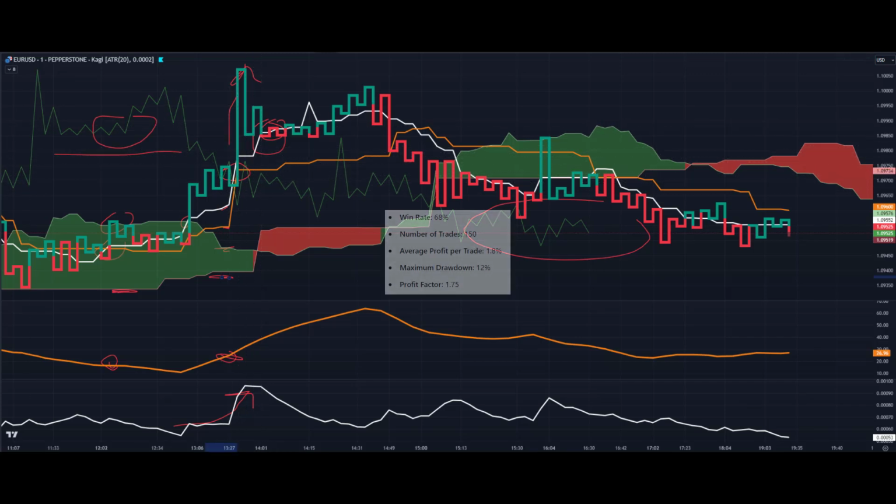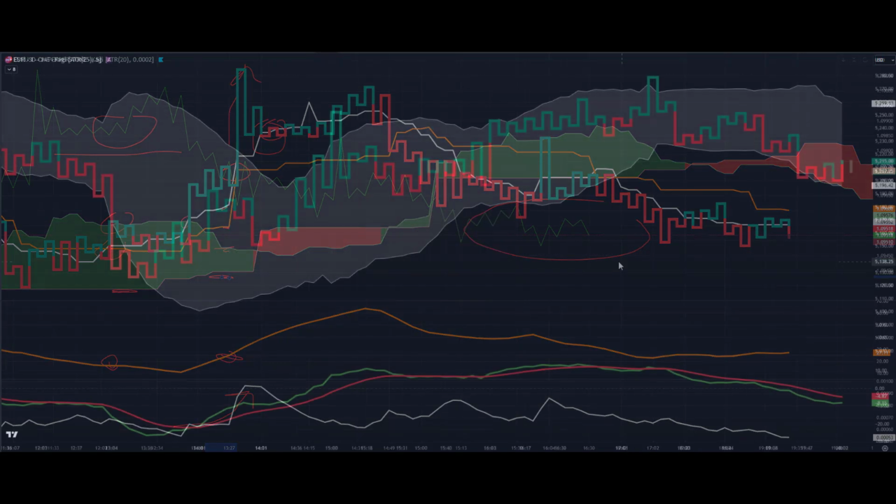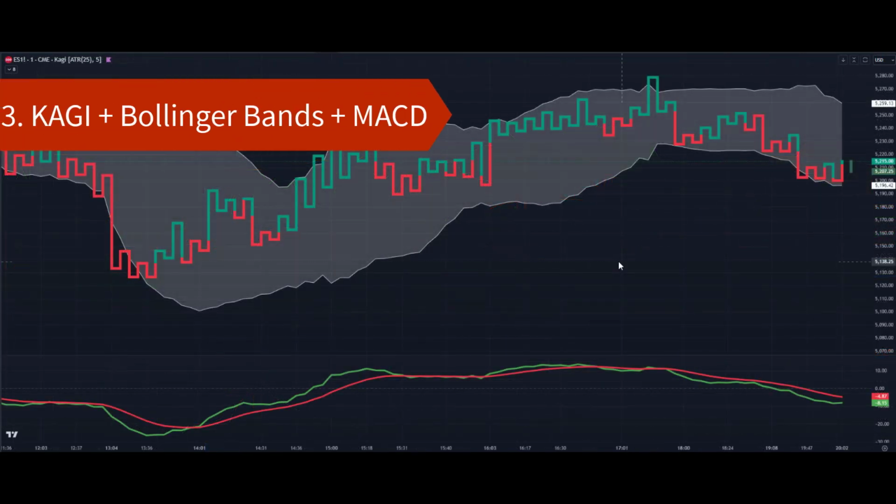Now, in terms of the backtest on here, about a 4-year backtest, did 68% win rate. There's about 150 trades. Average profit per trade 1.8%. Max drawdown quite a bit, 12%. Profit factor 1.75. We've got a few quick-fire setups coming for you now.